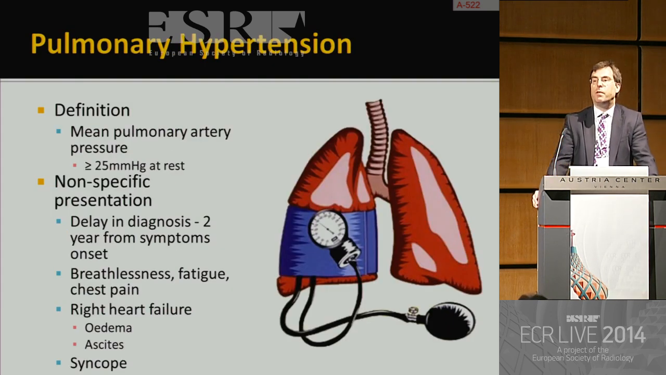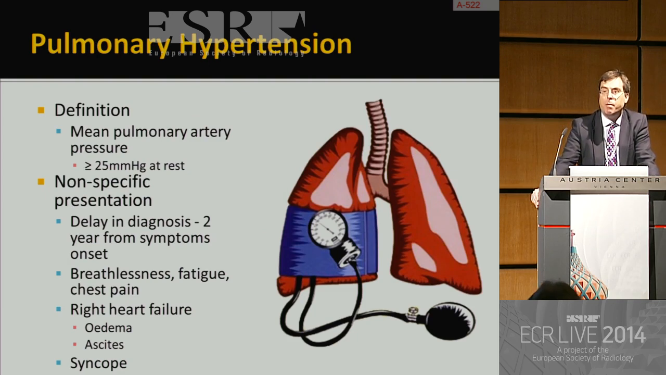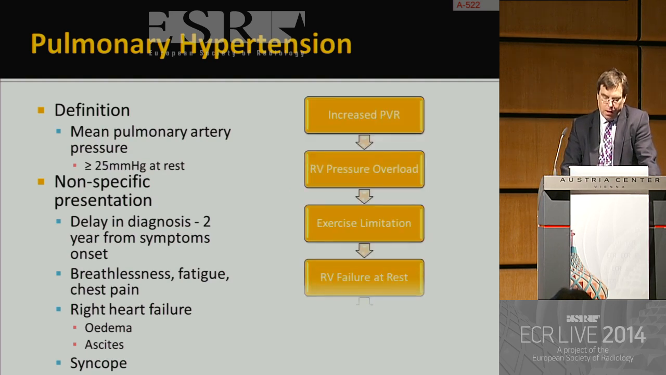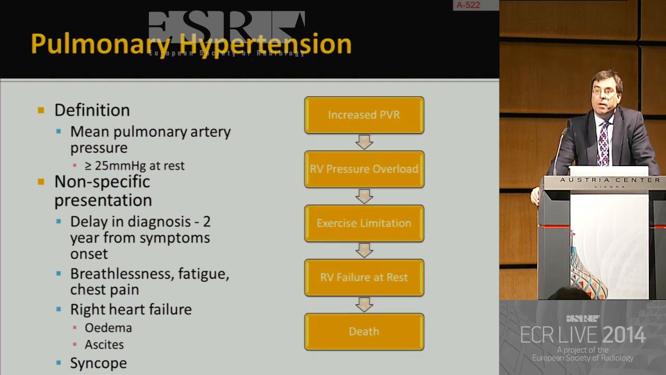So pulmonary hypertension is defined by raised pulmonary arterial pressures, mean pulmonary arterial pressures of greater than 25 millimeters of mercury at rest. Now, unfortunately, patients present with non-specific clinical symptoms, often resulting in a significant delay to diagnosis being made. Increased pulmonary vascular resistance ultimately results in overload of the right ventricle, which will ultimately fail, leading to initially progressive dyspnea, syncope at exercise, syncope at rest, and ultimately death.